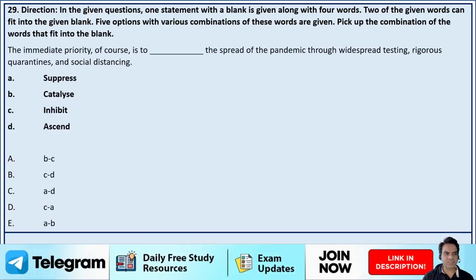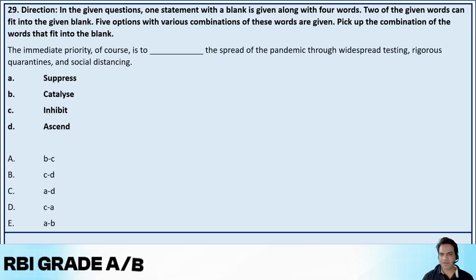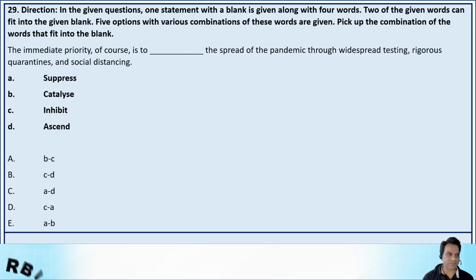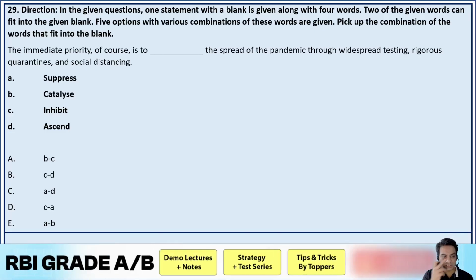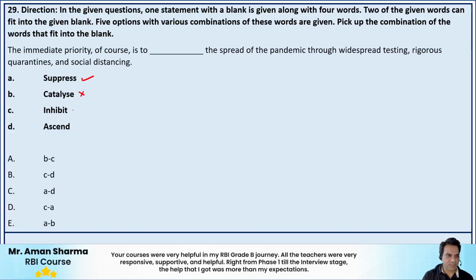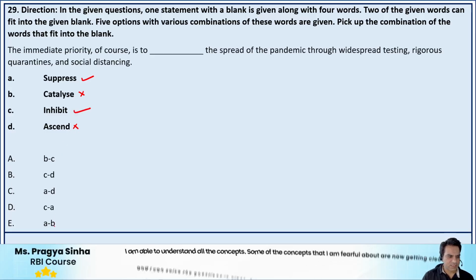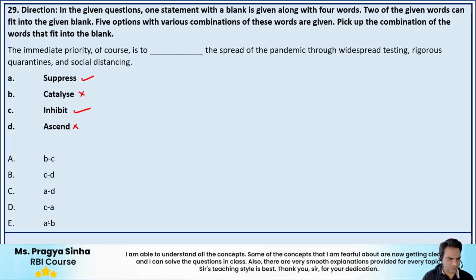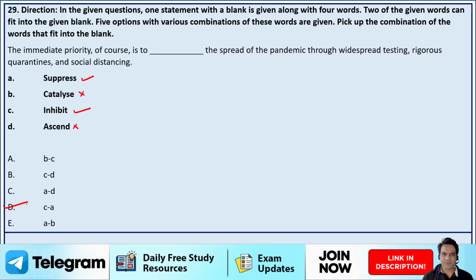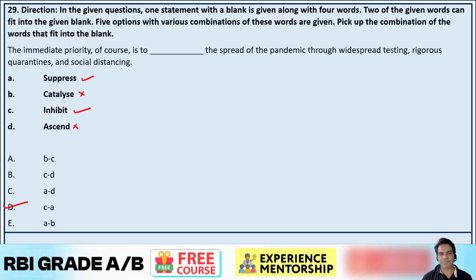Next question, guys. The immediate priority, of course, is to dash the spread of the pandemic through widespread testing, rigorous quarantines, and social distancing. The immediate priority, of course, is to suppress the spread. Catalyze, no. Catalyze is to make it more aggressive. Inhibit, yes. Ascend is to take it further. So suppress and inhibit, C and A, are the right choice. So the immediate priority is to inhibit and suppress the spread of the pandemic.